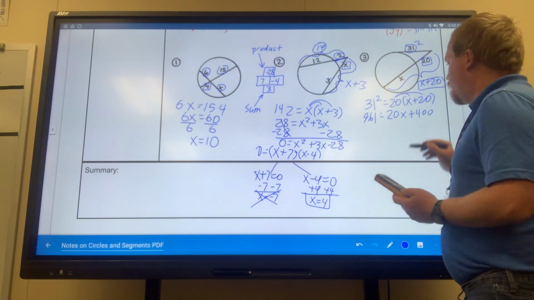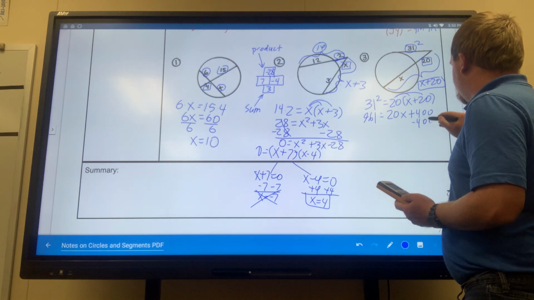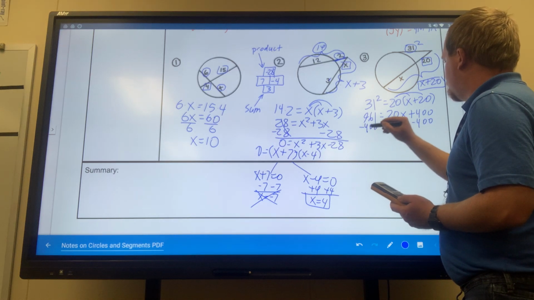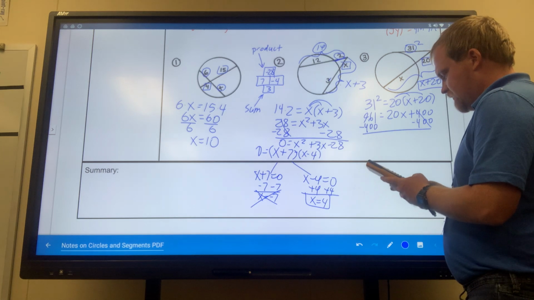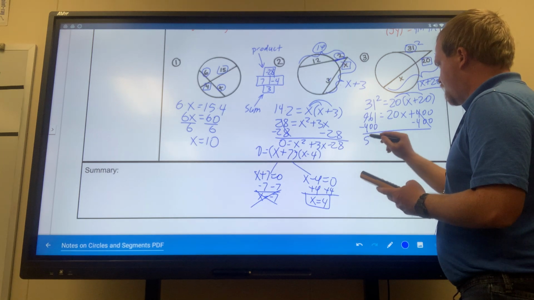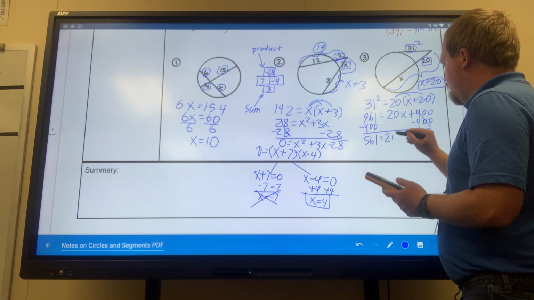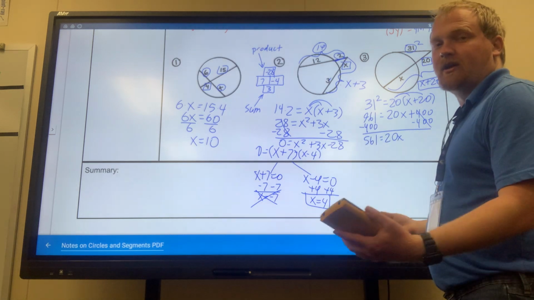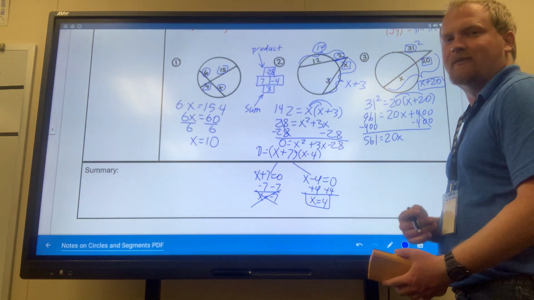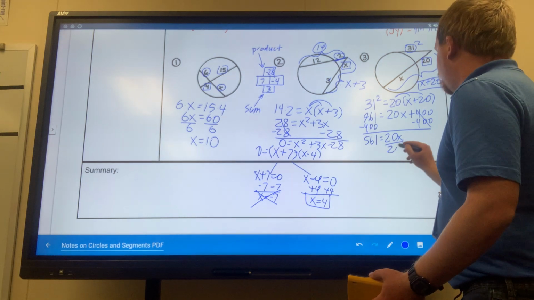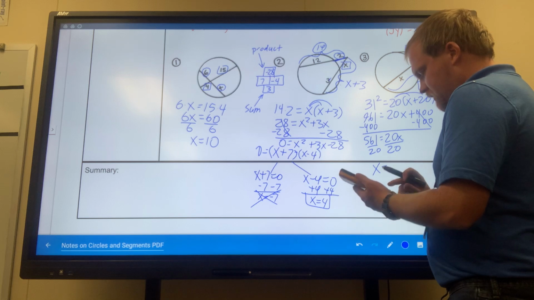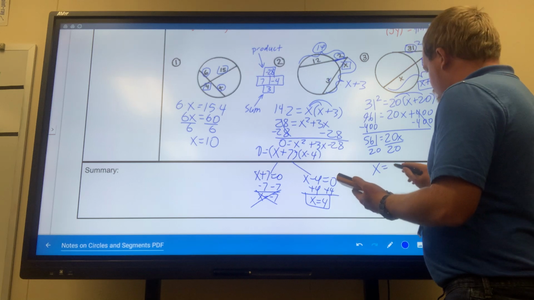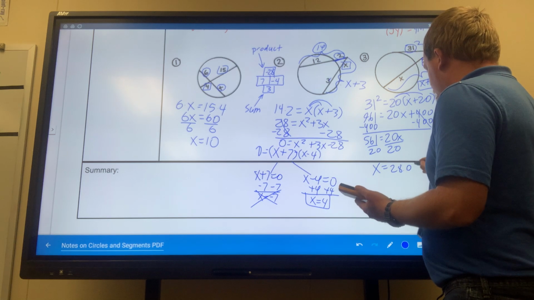Now I want to subtract 400 from both sides. That cancels out. 961 minus 400 is 561 equals 20x. And what do I have to do with the 20? I've got to divide it. So divide both sides by 20, and x is going to give me 28.05.